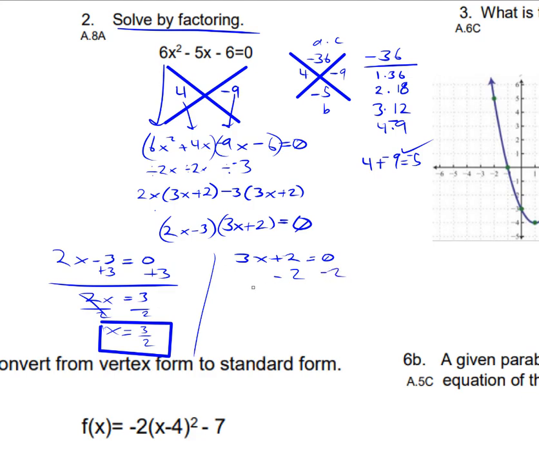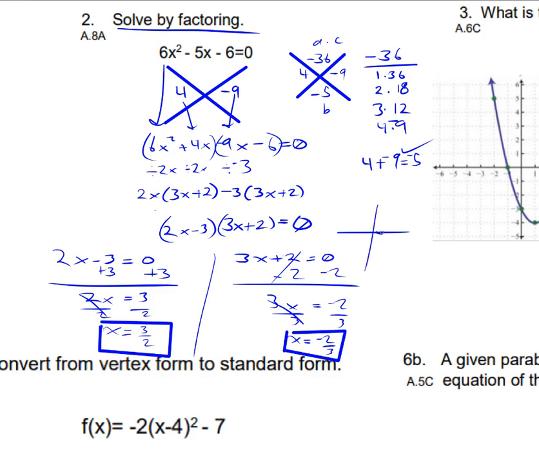Subtract 2 from both sides. These cancel out. I get 3x is equal to negative 2. Divide by 3. Divide by 3. And I get x is equal to negative 2/3. Now, what I've just found with these two answers here is the place where, if I plug in this x value, my quadratic is going to cross the x-axis at that point.